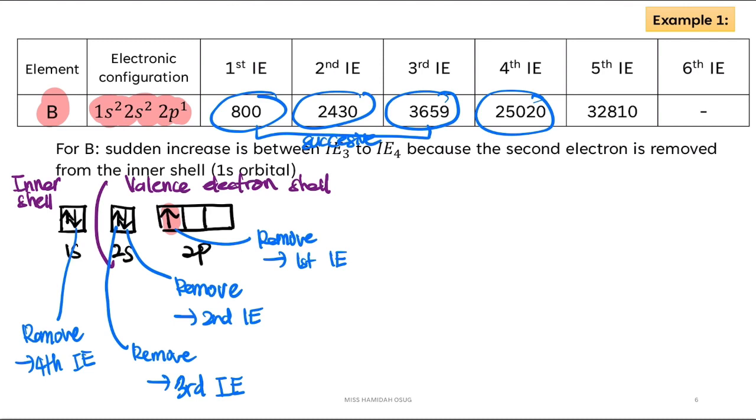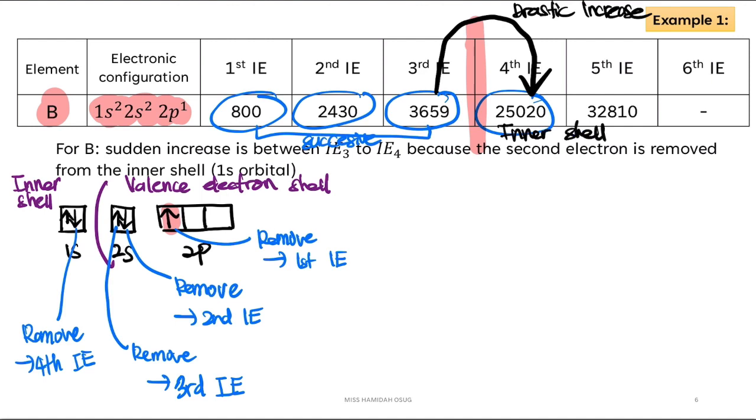So as you can see, there is a drastic increase between the third ionization energy and the fourth ionization energy. So we can conclude that the fourth electron is being removed from the inner shell. Therefore, the first, the second and the third electron are located at the valence electron shell. Therefore, for boron, the drastic increase is between the third and the fourth ionization energy, because the fourth electron is being removed from the inner shell.